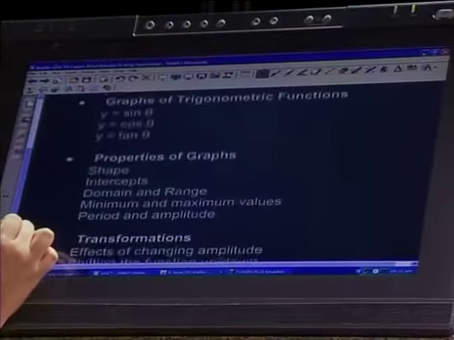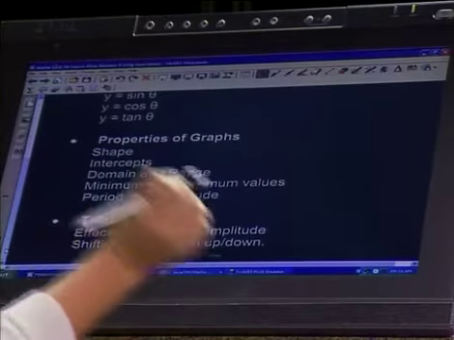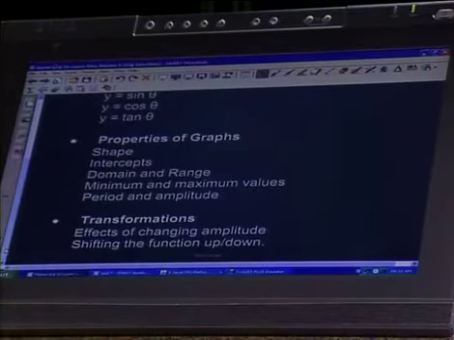And with regards to each function, we're also going to have a look at the effects of changing the amplitude, and once we have these functions drawn, we're going to shift them up and down and from side to side. So we're going to have a look at that.